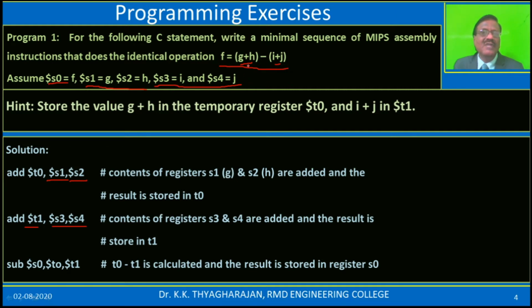Now what we have to do? We have to do T0 minus T1. For that you need a subtract instruction, and T0 T1 should be here. That means T0 minus T1 will be calculated and the result should be stored in S0. S0 is what? F. So the result is stored in F or S0.